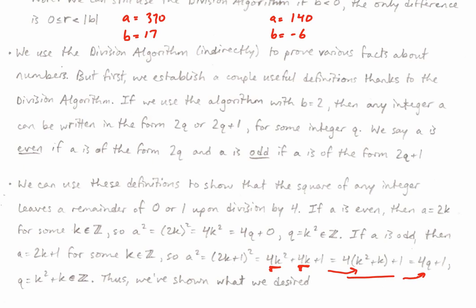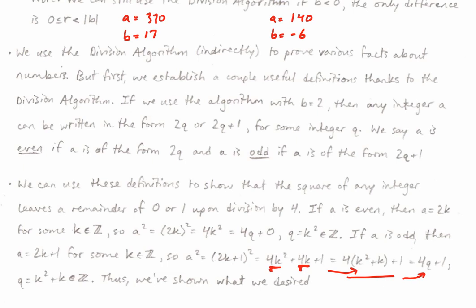So we've now worked with both cases, and in each case, we've shown what it is that we wanted to show. If your integer is even, you get a remainder of 0 when you divide it by 4. If your integer is odd, you get a remainder of 1 when you divide it by 4. Therefore, we have shown what it is that we wanted to show.